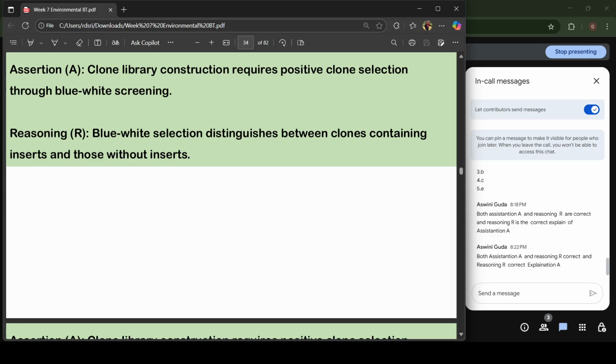You can now try answering this question. Clone library construction requires positive clone selection through blue-white screening. Blue-white selection distinguishes between clones containing inserts and those without inserts. So this question we already discussed in one of the match the following questions, so I think it is a bit easier for you to answer.